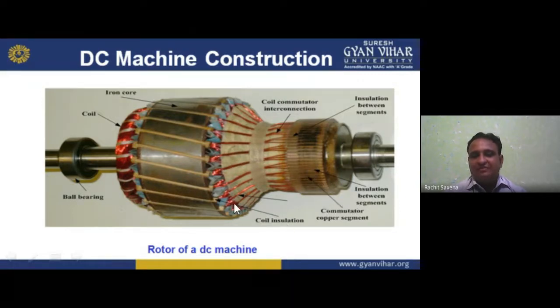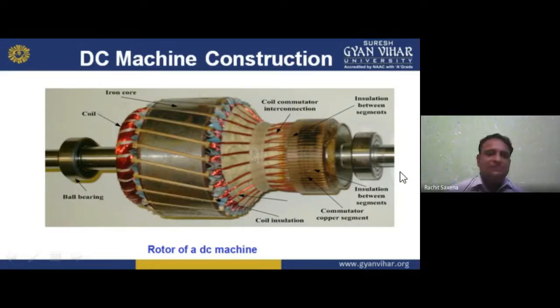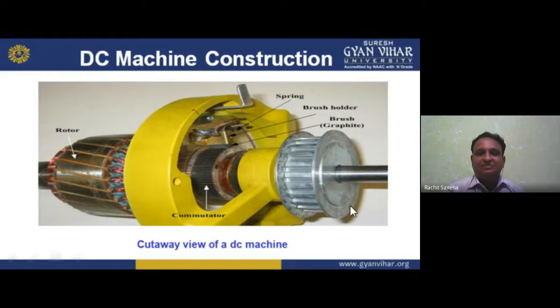Then we have the coil insulations. We can use mica, varnish, and so many things. Paper insulation also, but generally we use varnish. So there is insulation between the segments. So it is a rotor. What is it? It is a rotor. That is the armature. Next, DC machine construction.